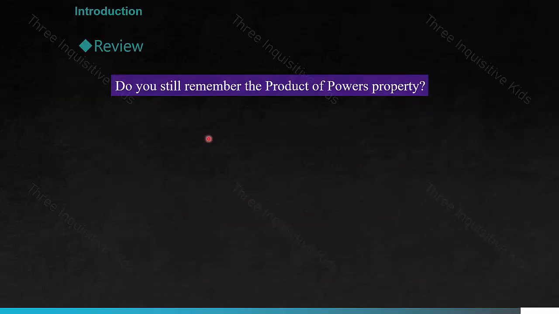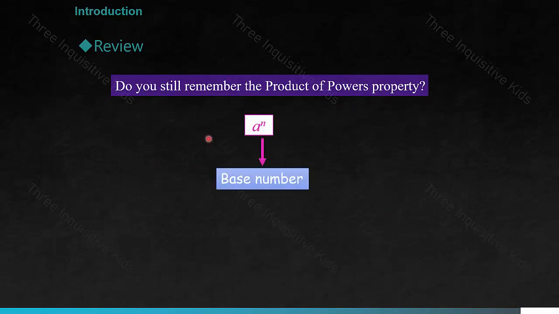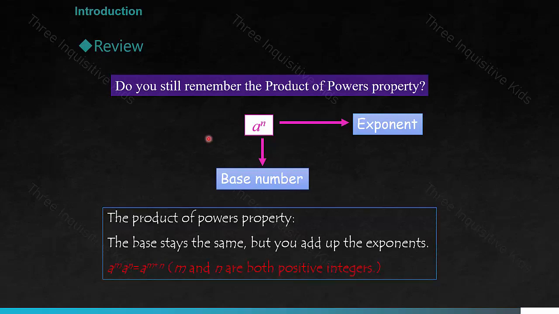Do you still remember the product of powers property? The number on the bottom, or the expression on the bottom, is the base. It doesn't always have to be a number. And the number on the top right corner of the base is the exponent. The product of powers property tells you to add up the exponents, but the base stays the same. And m and n, in this case, are both positive integers.